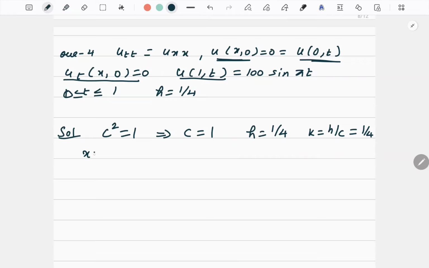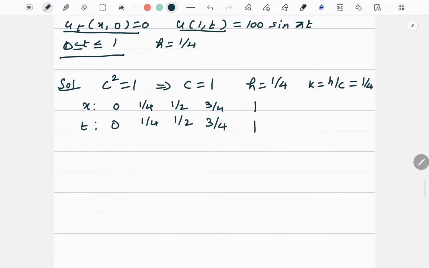So my x values start from 0, 1 by 4, 2 by 4 that is 1 by 2, then 3 by 4 and then 1. Now the t values are moving in this range: 0, 1 by 4, 1 by 2, 3 by 4 and 1. Correct? So now make the table. This question is different, so please pay attention here.